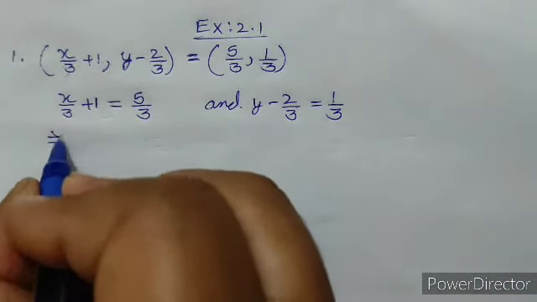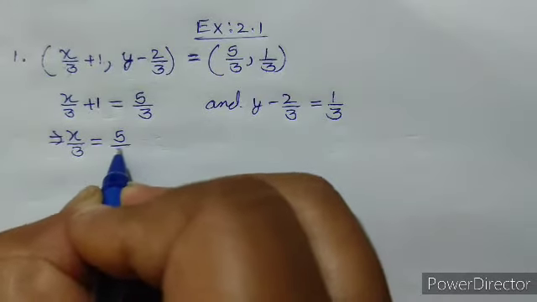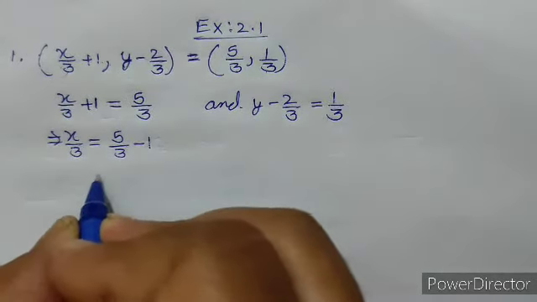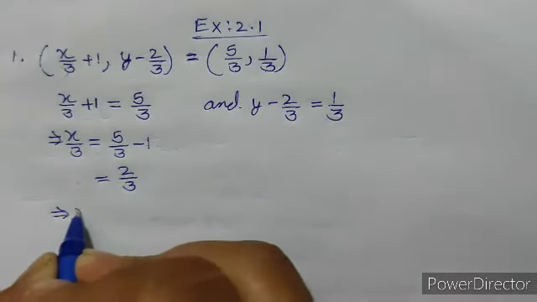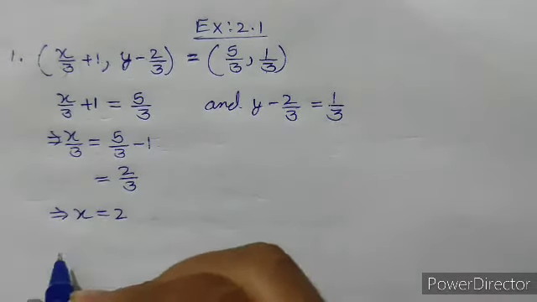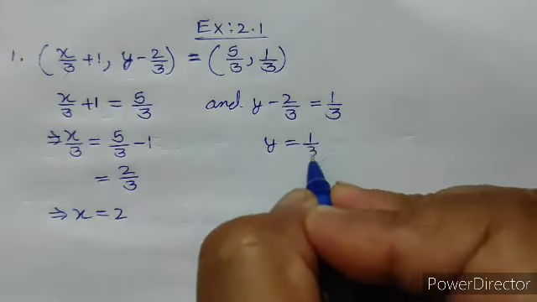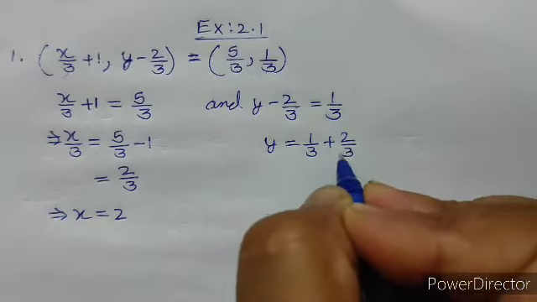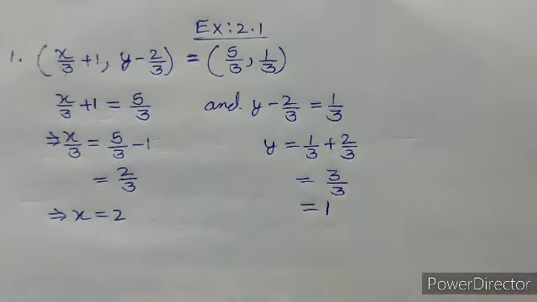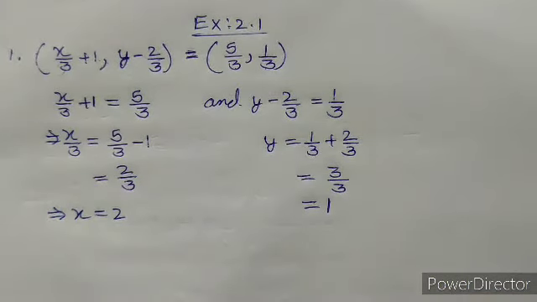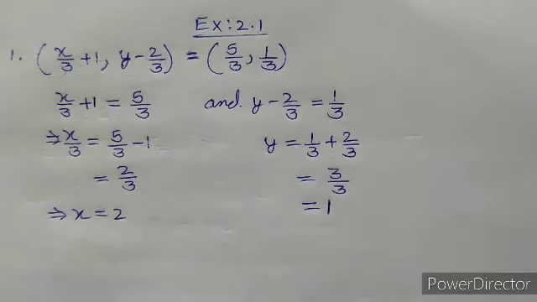Now on solving this, we will get x/3 equal to 5/3 minus 1, or we can say that will be 2/3, and that will give us x equal to 2. Similarly, y will be equal to 1/3 plus 2/3, and that will be 3/3, and that will be equal to 1. Thus we can say here x equal to 2 and y is equal to 1.